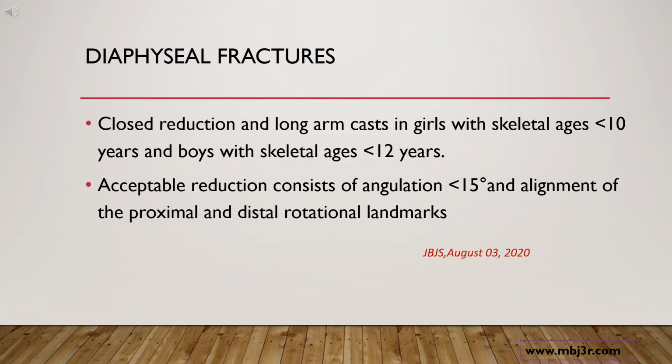Closed reduction and a long arm cast in girls with a skeletal age less than 10 years and boys with a skeletal age less than 12 years is sufficient. No need to do any intervention if the reduction is acceptable. What is the acceptable reduction? The angulation is less than 15 degrees and alignment of the proximal and distal radioulnar joint is acceptable and X-rays are acceptable according to the criteria.